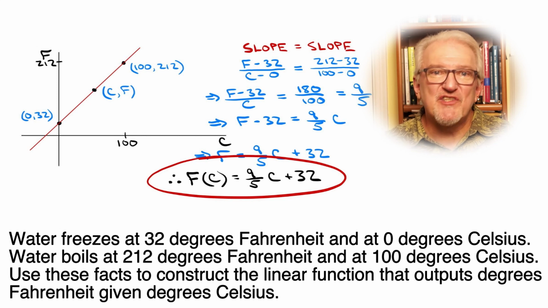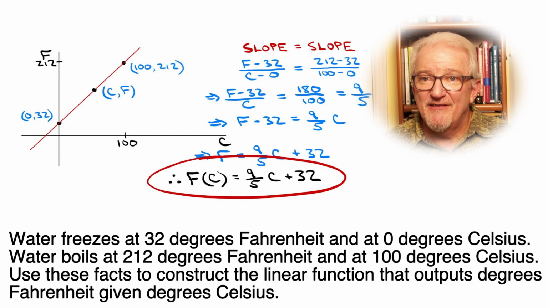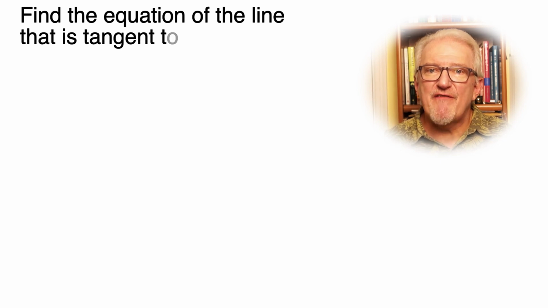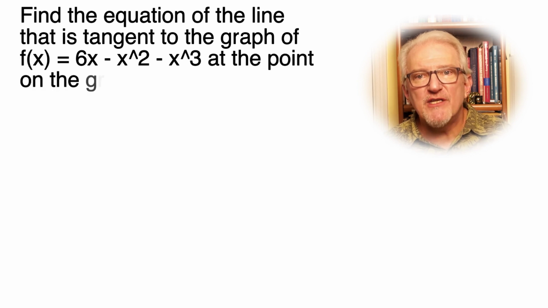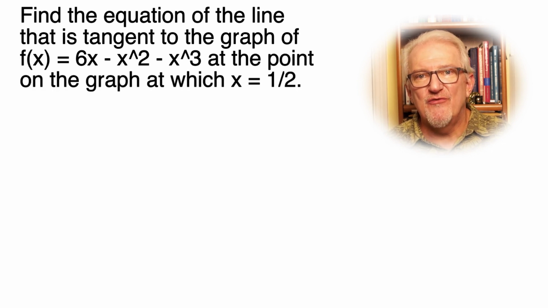Our last example is a typical question from calculus. Find the equation of the line that is tangent to the graph of f of x equals 6x minus x squared minus x cubed at the point on the graph at which x is equal to 1/2.